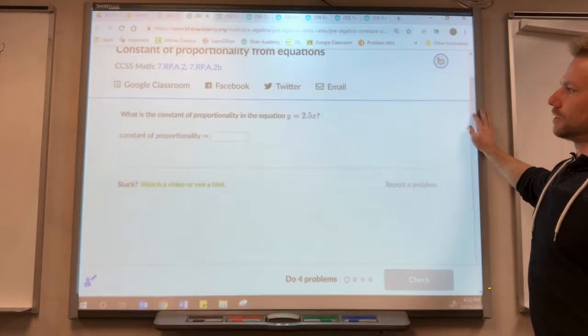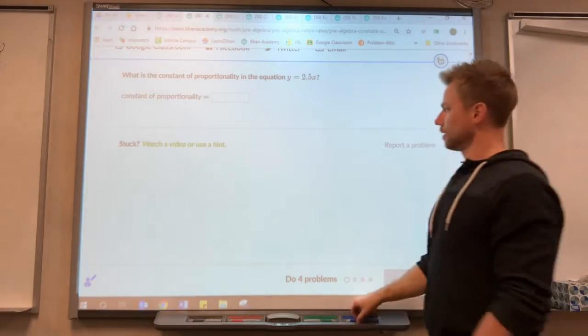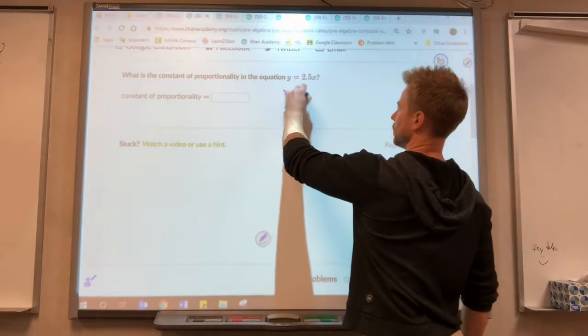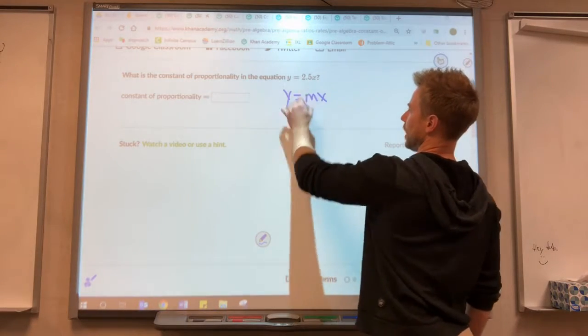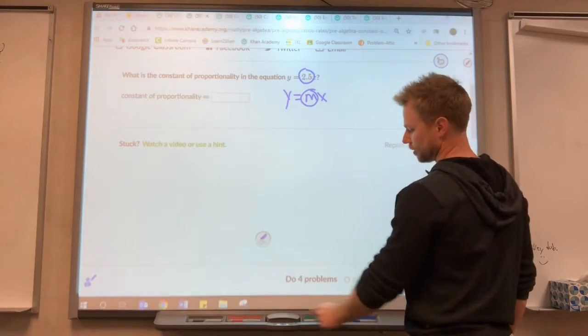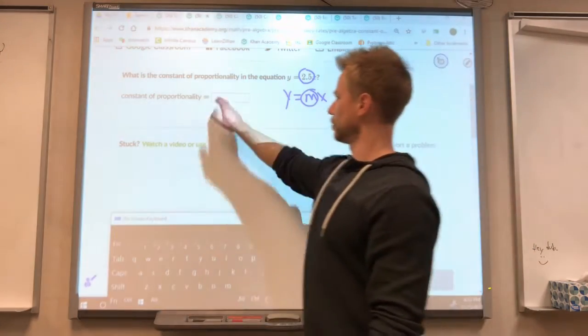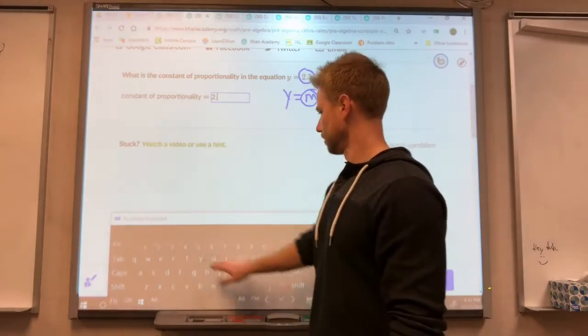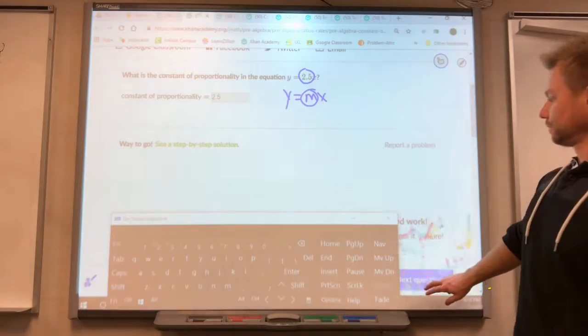Now we're looking at the constant of proportionality from the equation. Remember, we're looking at equations in the form y equals mx, m being the constant of proportionality, also called the unit rate. So for this equation, it would just be 2.5, the number that is m.